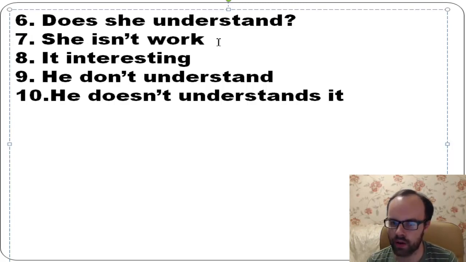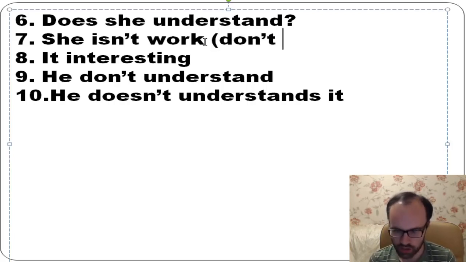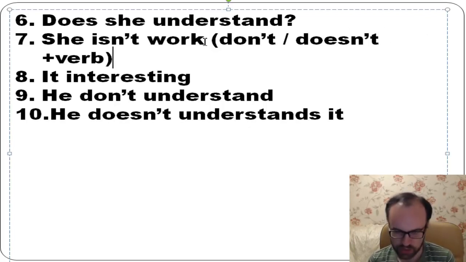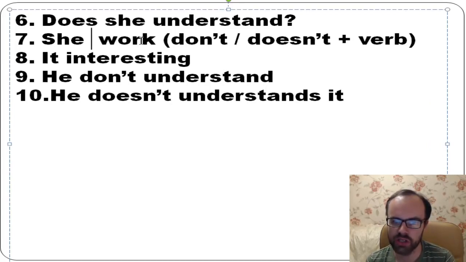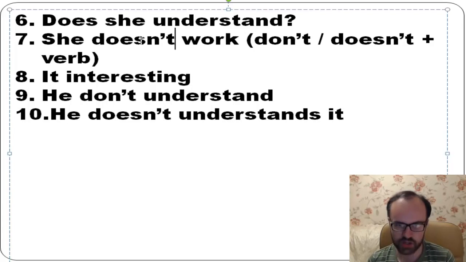Okay, next. She isn't work. Work is a verb, and you know that if you want to say a negative sentence in present simple, you put what? Don't or doesn't before a verb. So don't or doesn't plus verb. She, he, it, doesn't. She doesn't work.